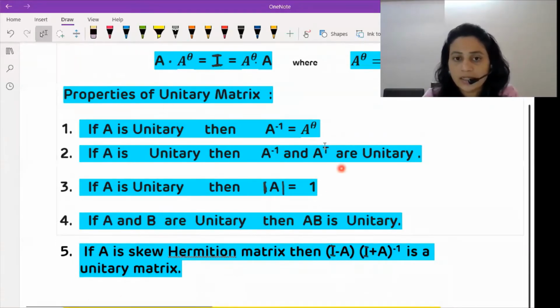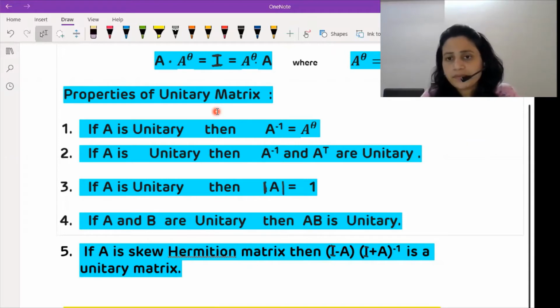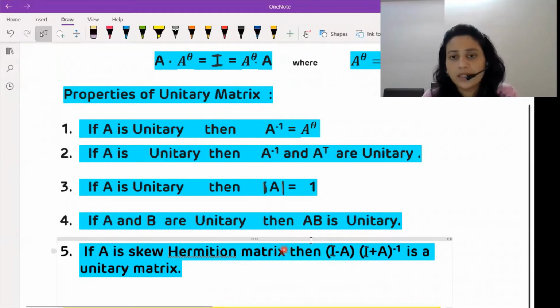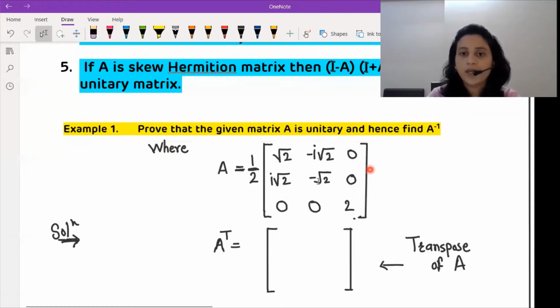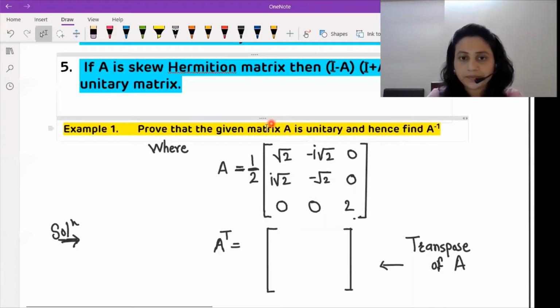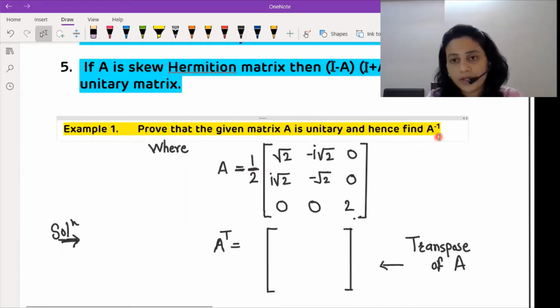Actually, these properties are very important from the exam point of view. If you are appearing for competitive exams, then they have asked some examples which are based on these properties. So let's see the example. Prove that the given matrix A is unitary and hence find A inverse, where A we have given here. In the first part we need to prove that the given matrix is unitary, and in the second part we are going to find A inverse.